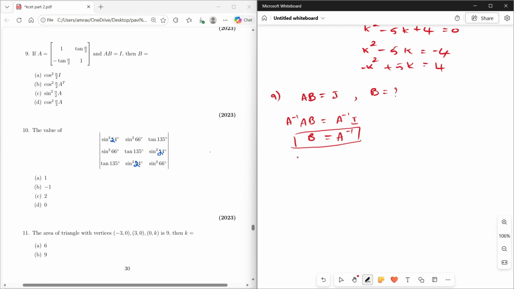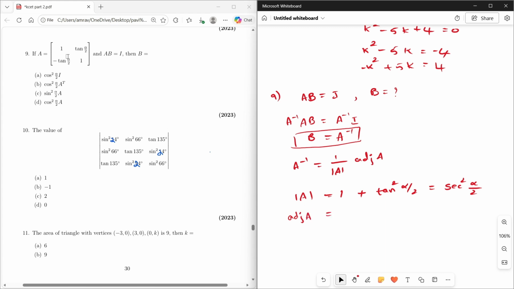So they have given what is matrix A. If you find out what is A inverse, you'll be able to find what is B. So we know that A inverse is equal to 1 by determinant A into adjoint A. So now what is determinant A? 1 into 1 minus, again you have one more minus here, so it becomes plus tan alpha by 2 into tan alpha by 2, which is tan square alpha by 2, and this is of the form 1 plus tan square theta, which is secant square theta, so it is secant square alpha by 2. So now what about adjoint A? How do you find adjoint A for a 2 cross 2 matrix?